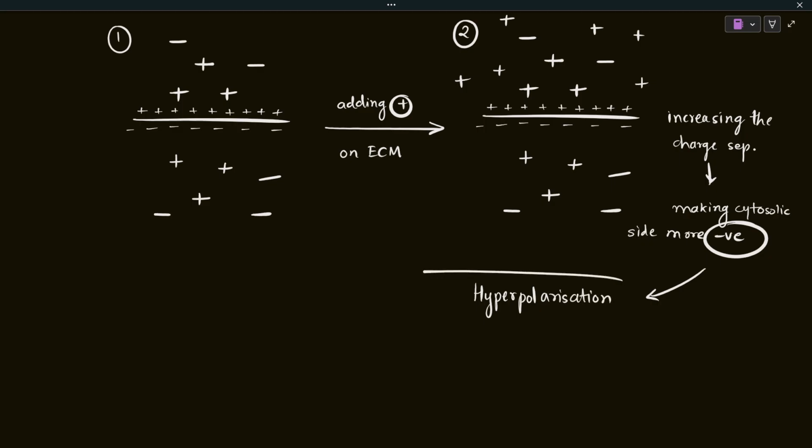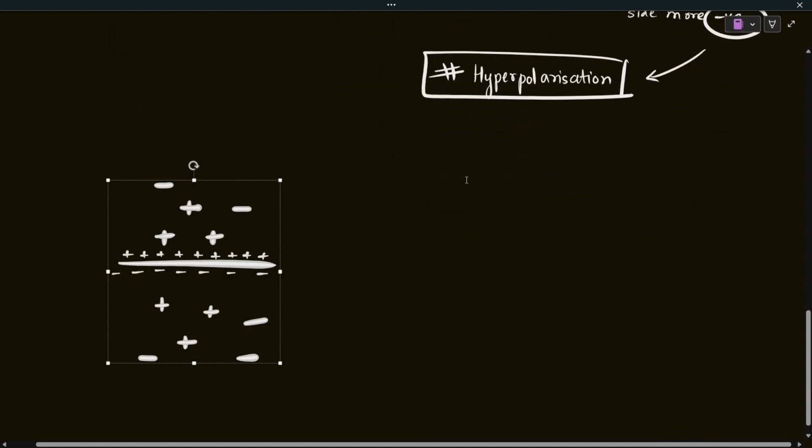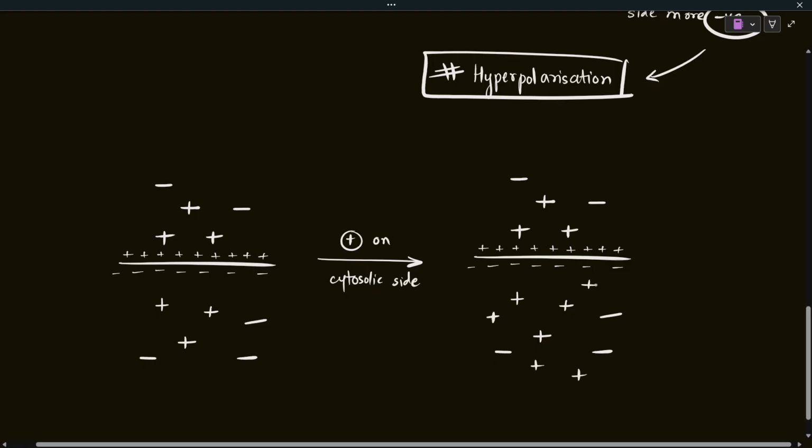This is what we call the hyperpolarization of the membrane. Whenever the charge separation is increased, making the cytosolic side more negative, this scenario is known as the hyperpolarization of the membrane. But let's say instead of increasing the charge separation, we decrease it. So instead of adding cations on the extracellular side, I start adding cations on the cytosolic side.